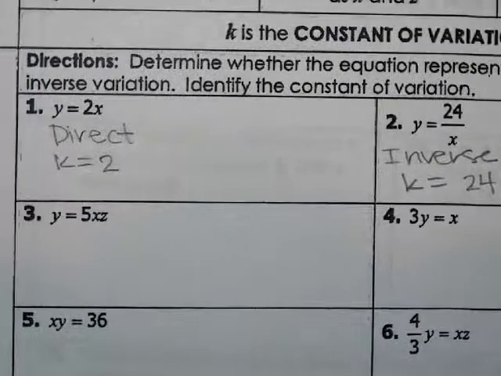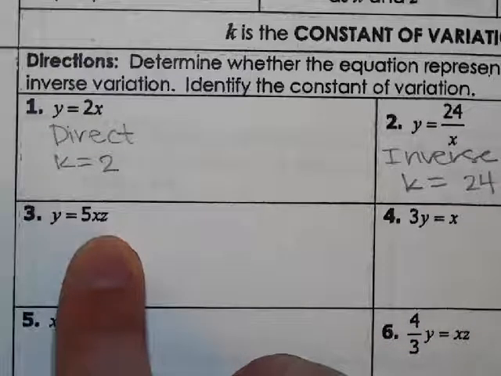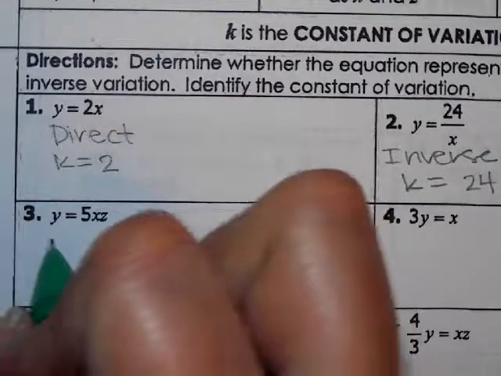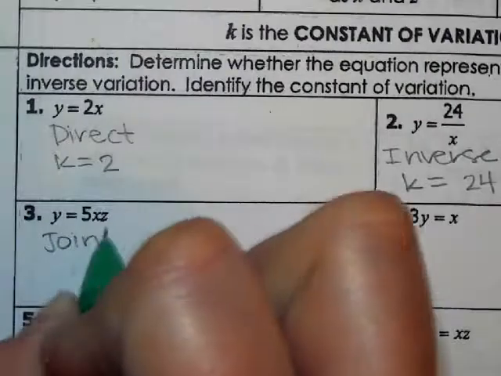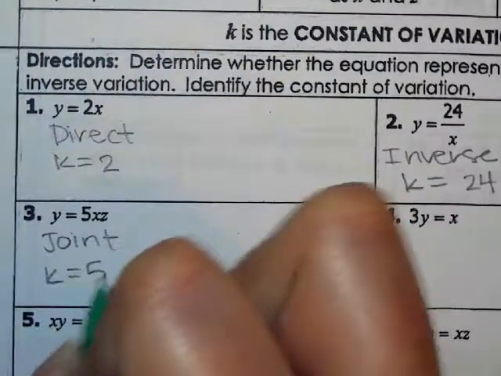All right, number 3, y equals 5 times x times z. Is that direct, joint, or inverse? Joint. And then what does k equal? 5. Okay.